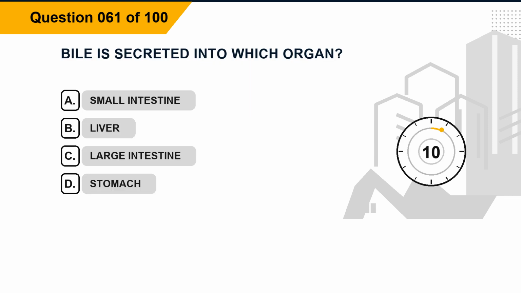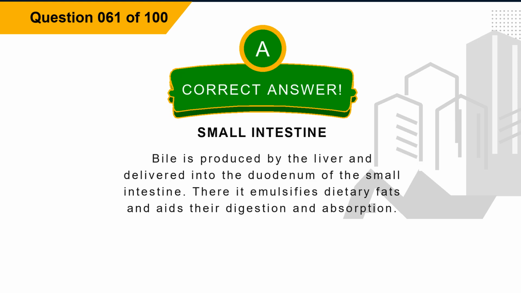Question 61. Bile is secreted into which organ? Option A, small intestine. Option B, liver. Option C, large intestine. Option D, stomach. The correct answer is option A, small intestine.